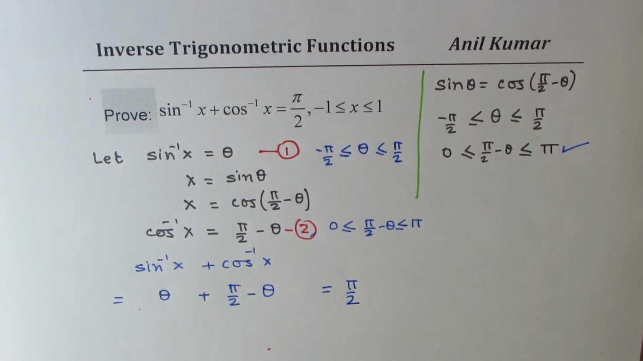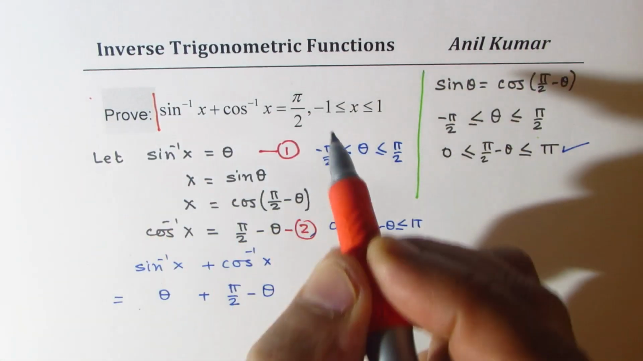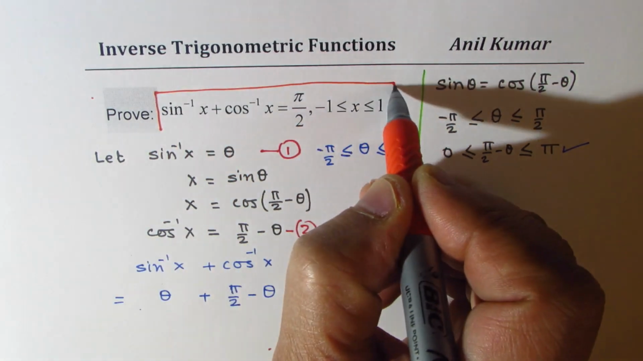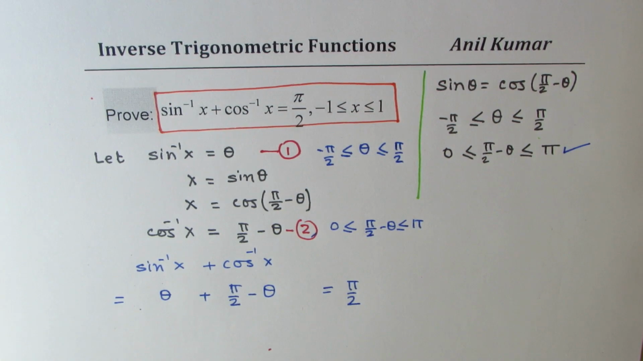Does that make sense to you, right? So that is how we prove this identity. I hope these steps are absolutely clear. So we have shown this, right? We'll follow very similar steps to show the other two.